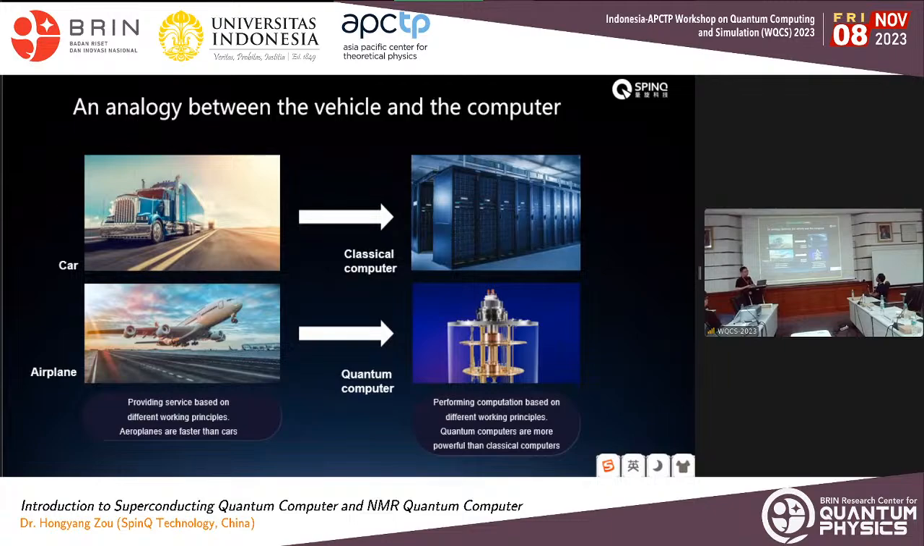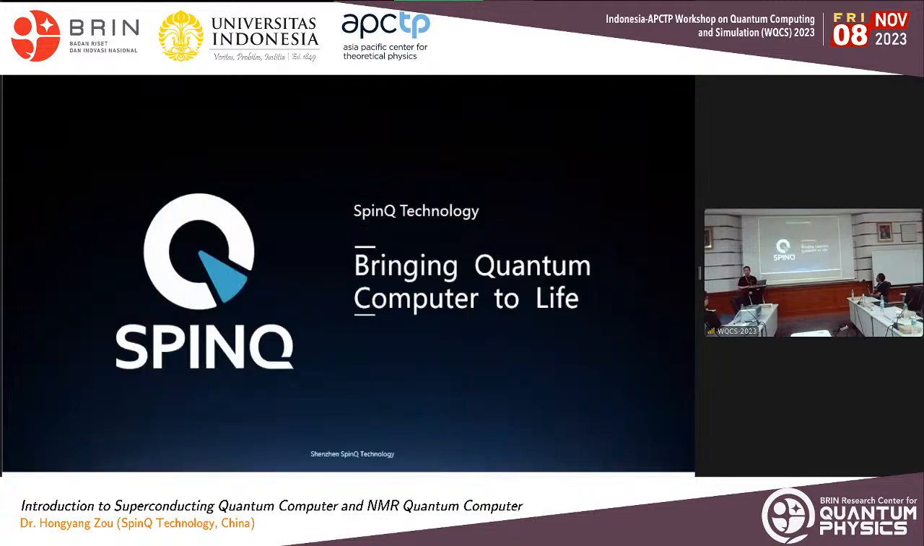Then, if you want to simulate some complex chemical material, you have to choose a quantum computer because it's too complex for a classical computer. Right now, the quantum computer is just like the airplane 100 years ago. We can fly, but it's not stable and fast. But at least we are in the sky. So that's all I would like to share today. Thank you.